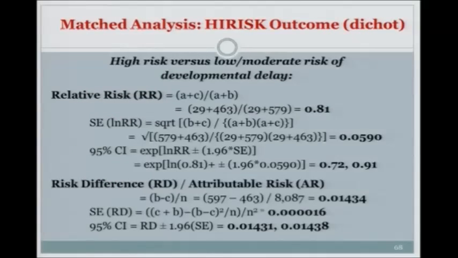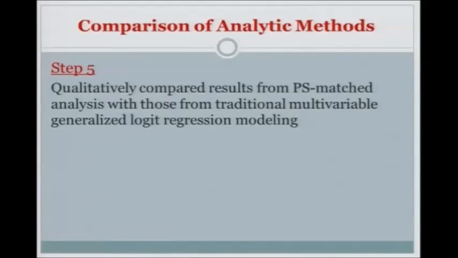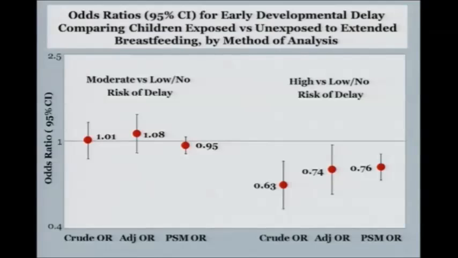Okay, so this is just showing the same thing in the 2x2 table, I think. And then I compared the analytic methods. I did it with multivariable modeling. So here are my results. So we have high versus low risk of delay, and moderate versus low risk of delay. We have the two contrasts from the generalized logit from the 3-category outcome. We have the crude, the adjusted, or the propensity score match.